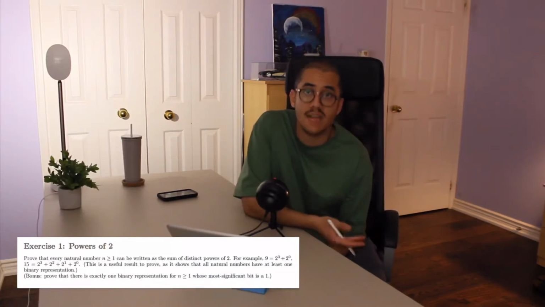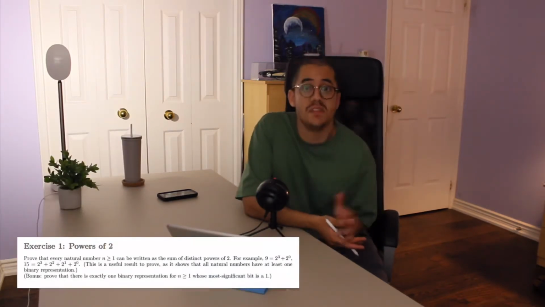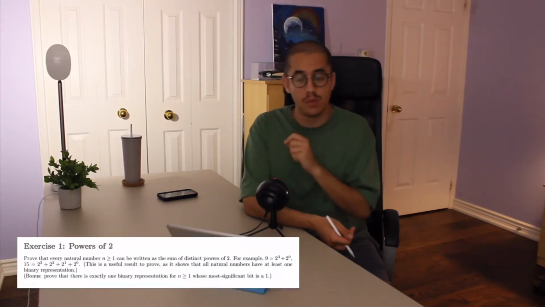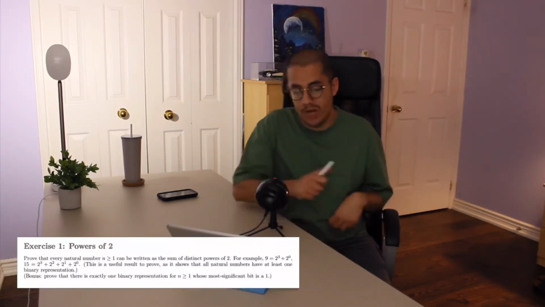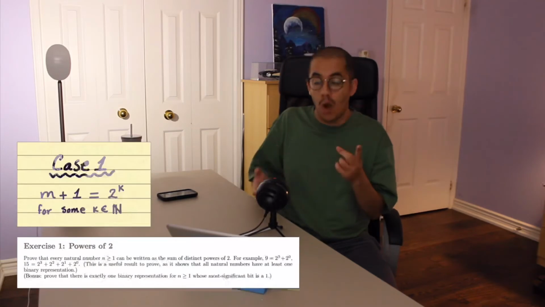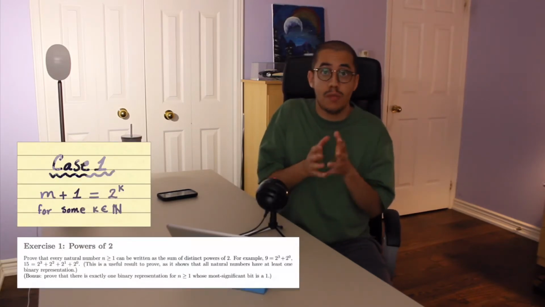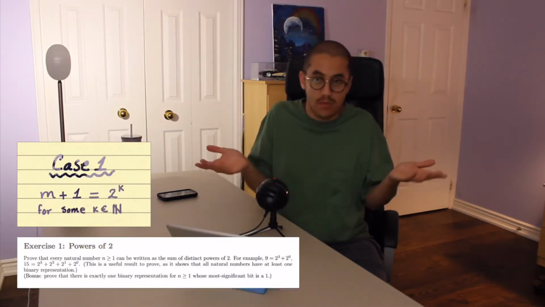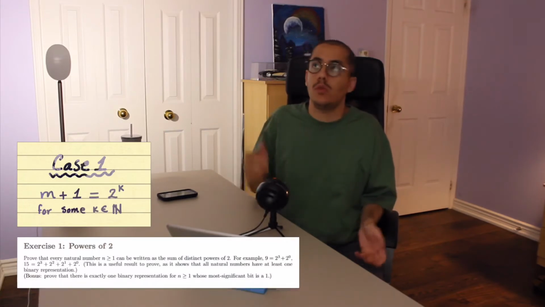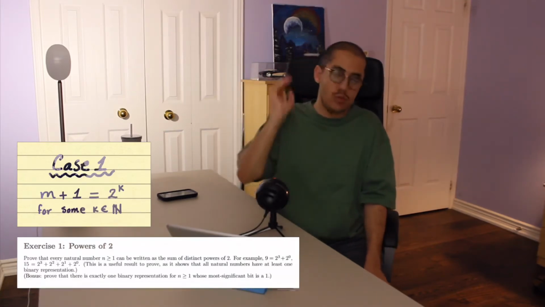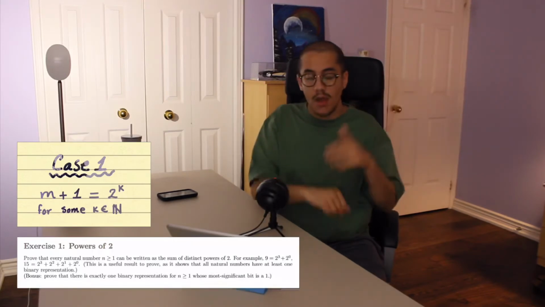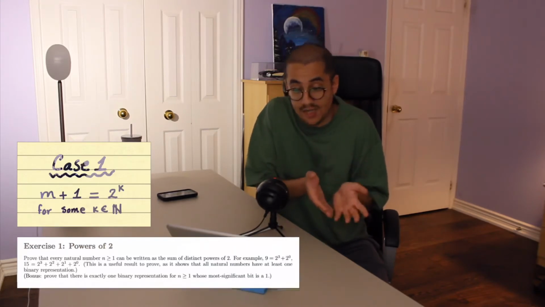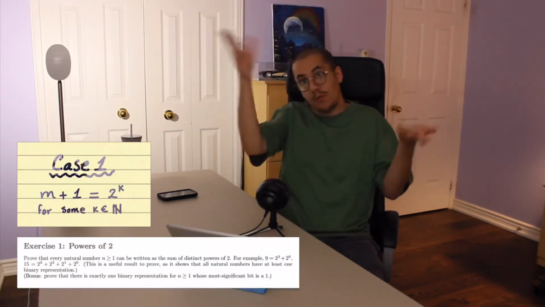So the automatic next step is, let's prove the same thing for m plus 1. Let's see if the same thing happens with m plus 1. The way I went at this is that there are two cases. One, m plus 1 could equal 2 to the power of something. That's just a case that might happen, right? Let's say m plus 1 equals 2 to the power of 3, or 2 to the power of 4, or whatever. In that case, it's already written as the sum of distinct powers of 2, right? 2 to the power of something.